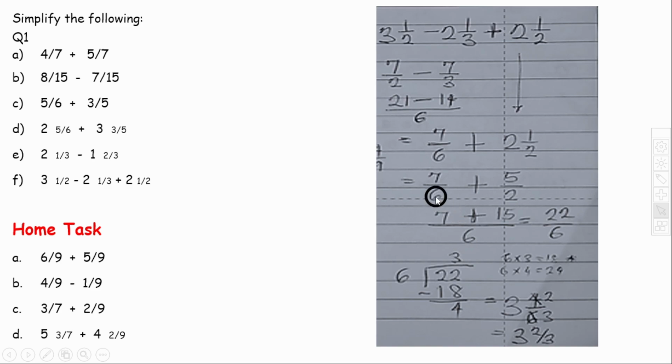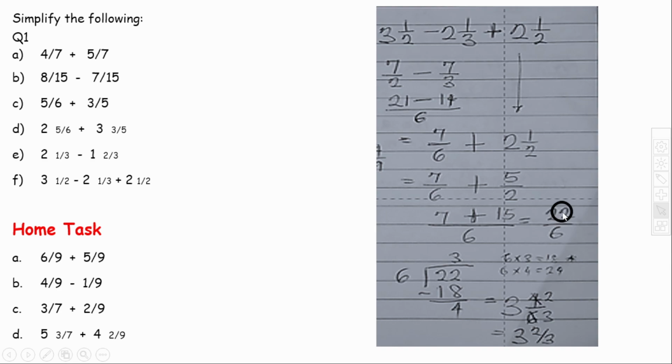So you now ask yourself, how many 6 can you find in 6? 1. 1 times 7, 7. You write the 7 here. Plus, how many 2 can you find in 6? 3. 3 times 5, 15. You write 15 here. You now add the numerators all over the denominator. 7 plus 15 gives us 22 all over 6. You can see this is an improper fraction. Let us convert it back to a mixed number.